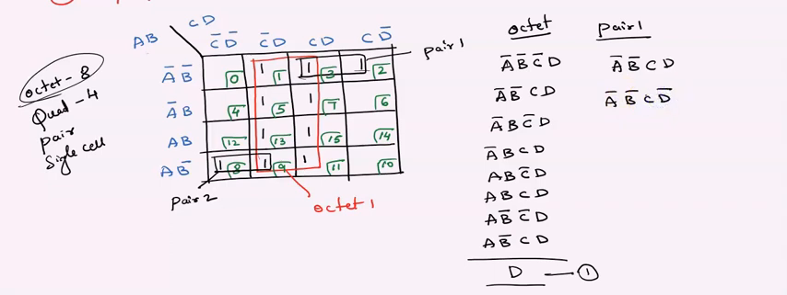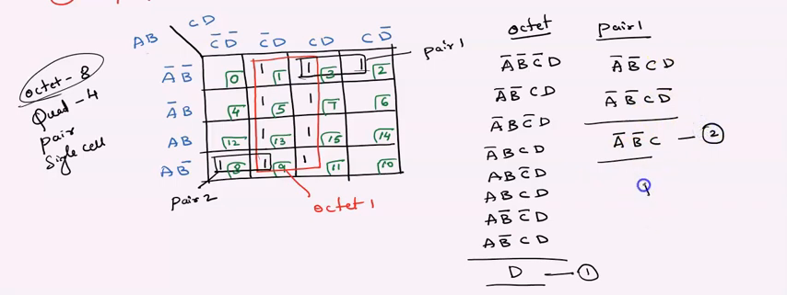As you can see here, we have only 2 variables, so we get only 2 expressions. Now solve this. A complement is similar, so we take it as it is. B complement is the same, we take it as it is. C we take as it is. D complement we should not take. So this is my expression 2.